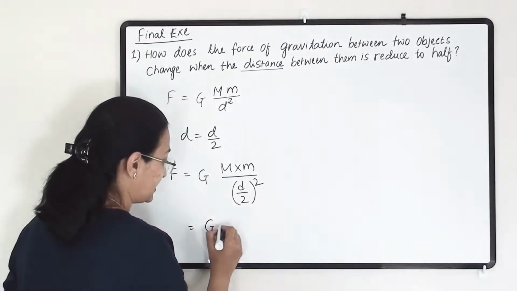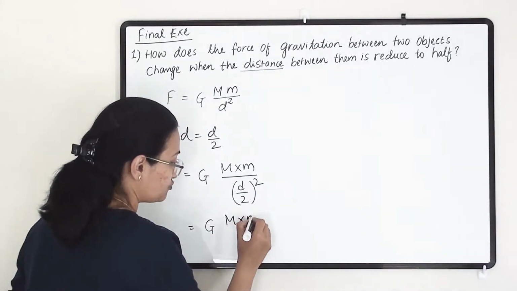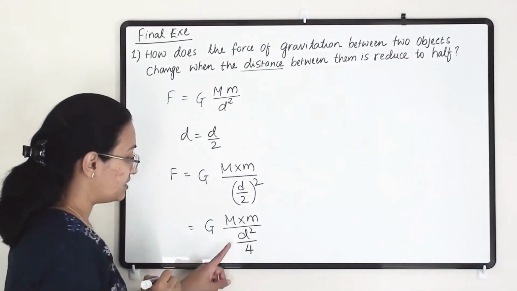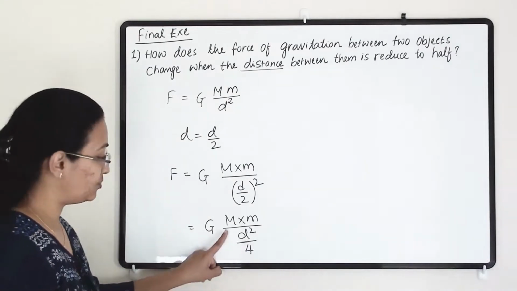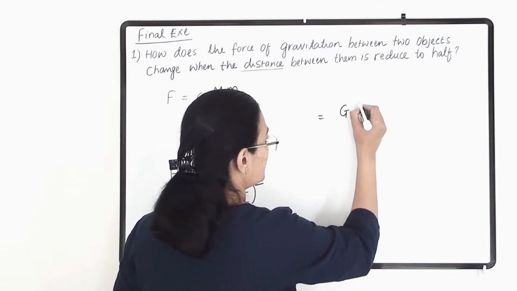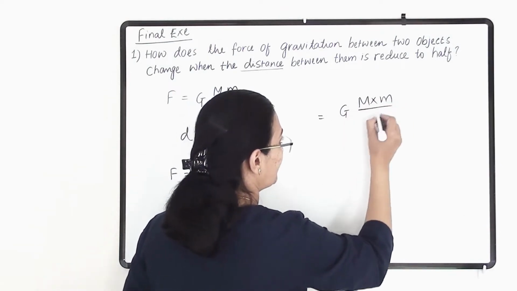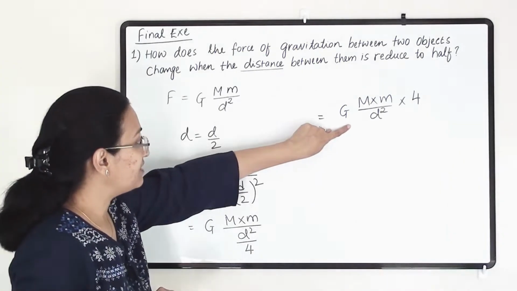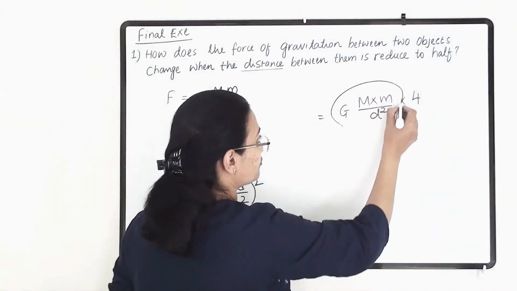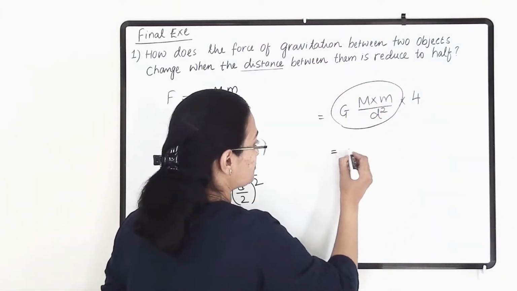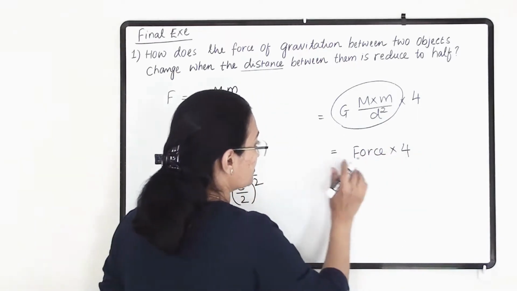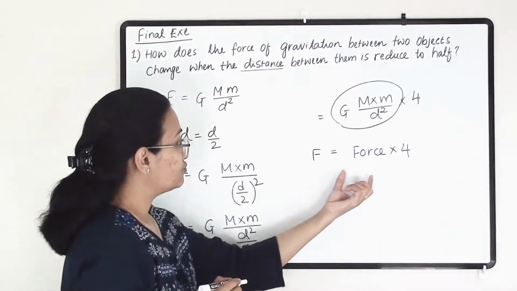Once we solve this, we will get G capital M into small m divided by d square divided by 4. Now this 4 is in the denominator, so the denominator will go to the numerator. So we will get G into capital M into small m divided by d square, multiplied by 4. In this formula we can see this is our original formula of gravitational force. So our force equals force into 4.